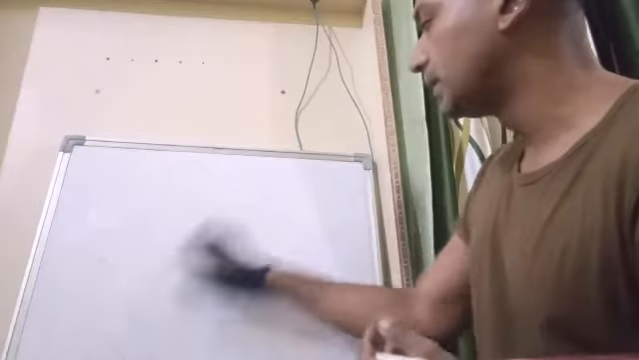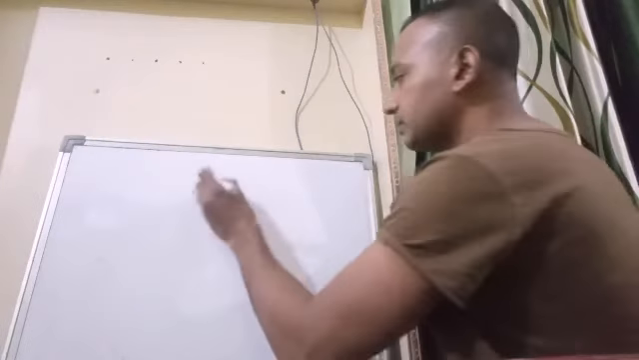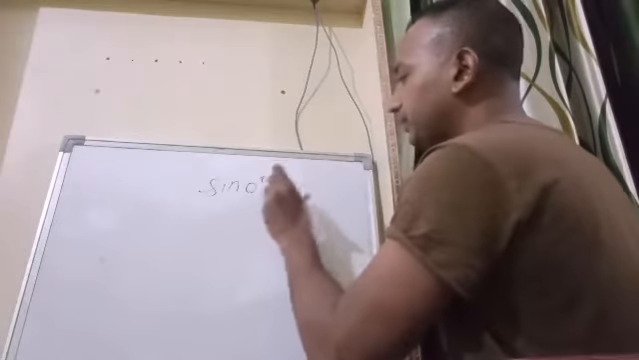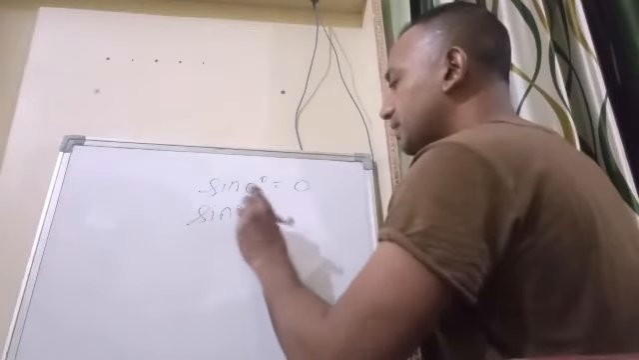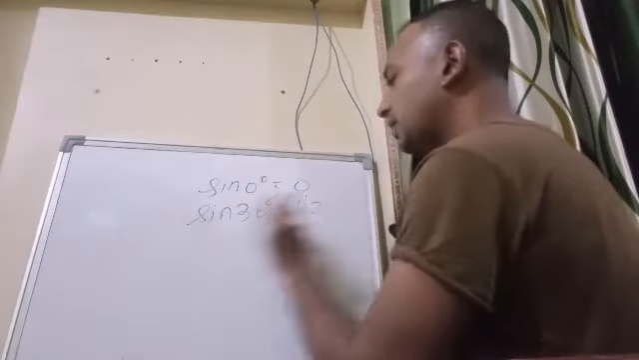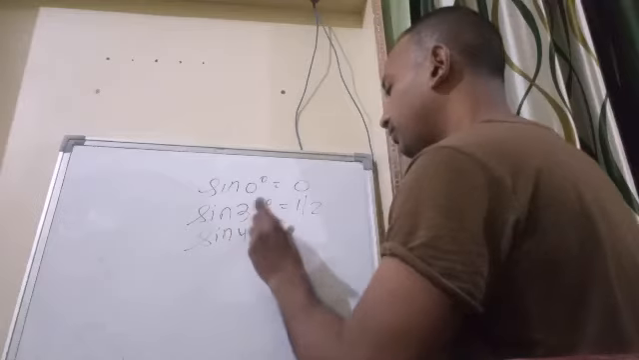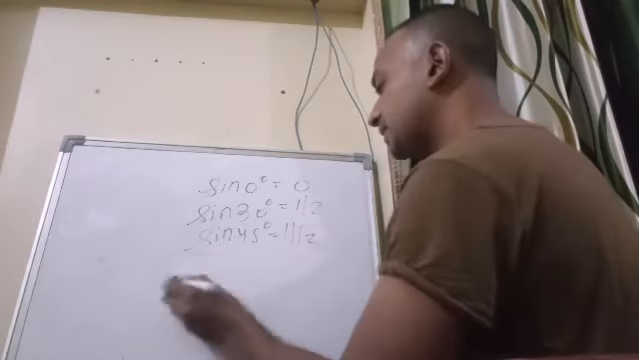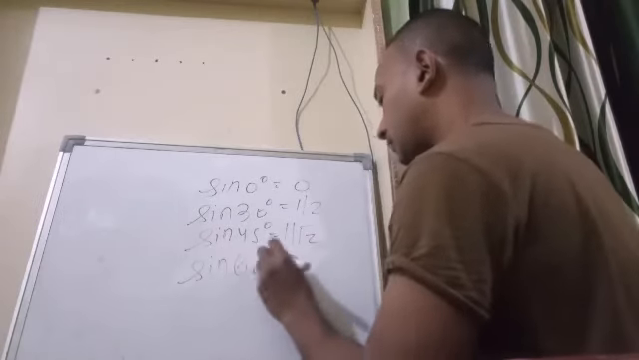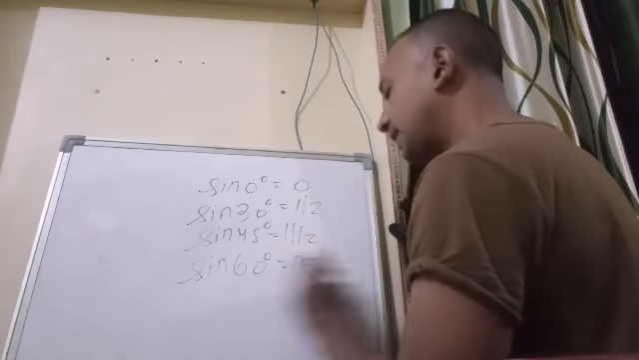I'm writing all the values. 5, 6 values you have to remember. Sine 0 degrees is 0. Sine 30 I've just written is what? 1/2. Sine 45 is 1/√2. Sine 60 is √3/2. And sine 90 is 1.